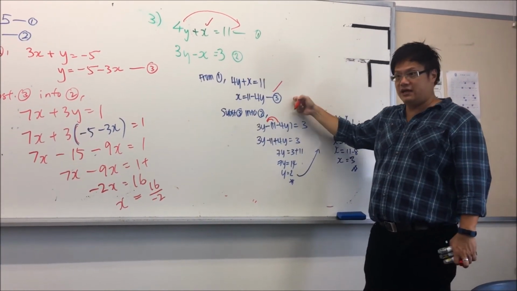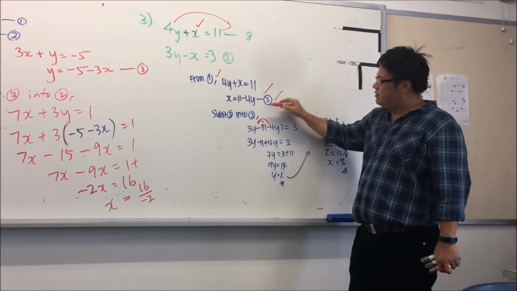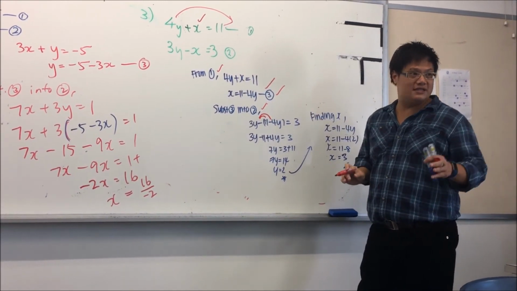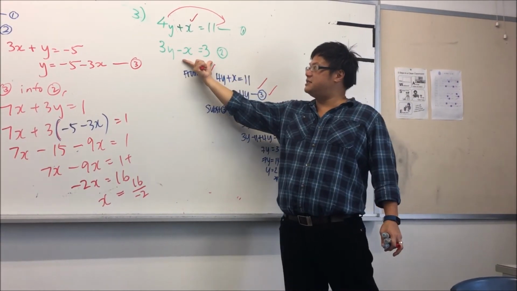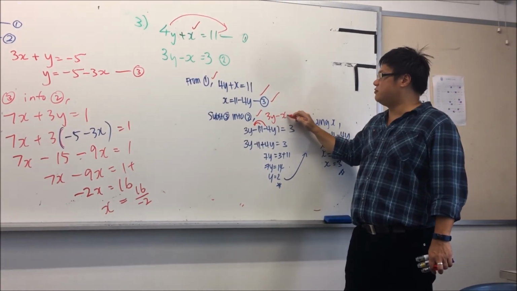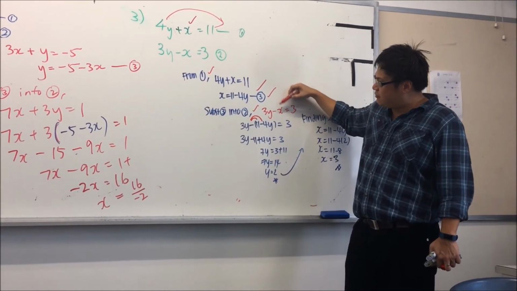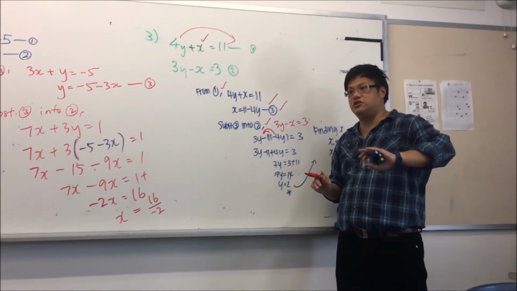Can you see that? Okay? Then equation 3, substitute into equation 2. So what is substitute in equation 2? Watch here. This is equation 2. So this is your 3y minus x equals to 3. So instead of writing x now, we write 11 minus 4y. Okay, this part is the expansion.